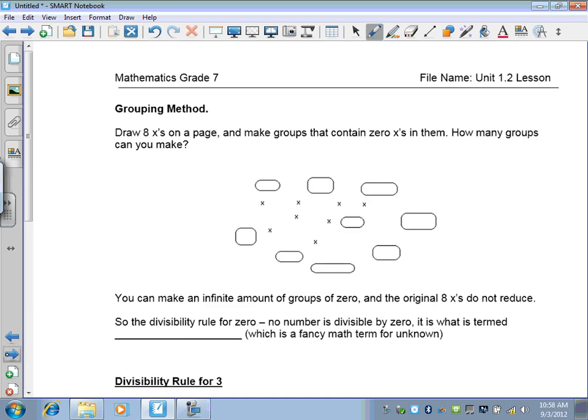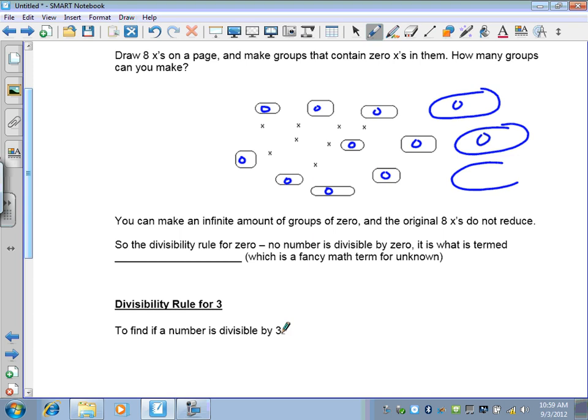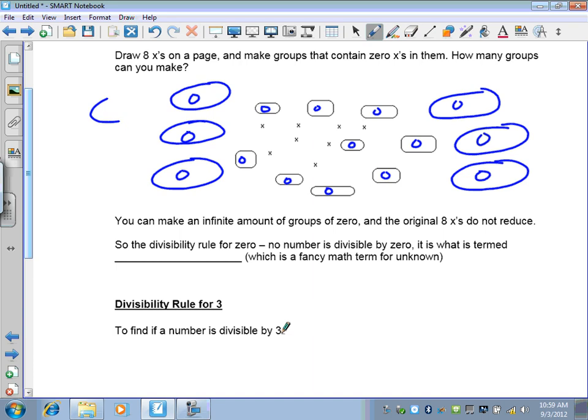Let's take a look at the next explanation. If I have those 8 x's on the board, and I want to make groups of 0, how many groups can you make? Well, here's a group of 0, here's a group of 0, and so on. And you can see that I've got 1, 2, 3, 4, 5, 6, 7, 8, 9 groups of 0. But can I make more groups of 0? How long could I sit here and make groups of 0? Well, I would have to do it an infinite amount of groups.